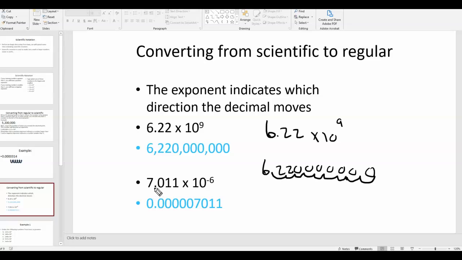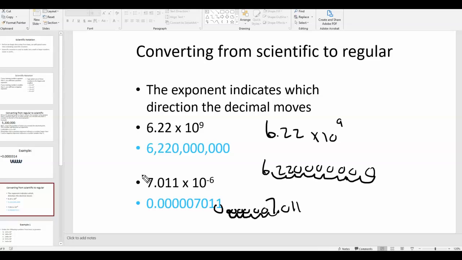Likewise, if I want to convert this number to regular notation, 7.011 times 10 to the -6, because this is a negative exponent, that means I should be moving the decimal to the left, and I should move it to the left 6 places. So here's the decimal. I go 1, 2, 3, 4, 5, 6. So that's 0, 0, 0, 0, 0. So that's 0.000007011.